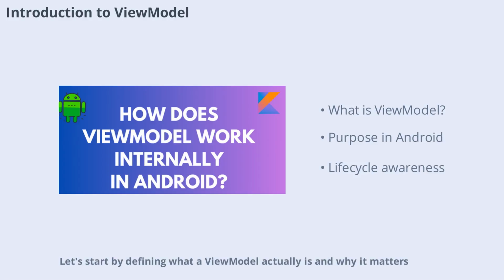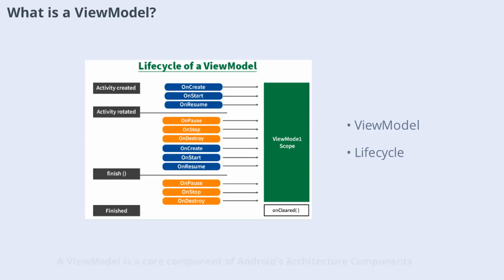Let's start by defining what a ViewModel actually is and why it matters. ViewModel is a core component of Android's architecture components. Its main job is to store and manage UI-related data in a way that's aware of the lifecycle of your activity or fragment. This means your data survives events like screen rotations, which would otherwise destroy and recreate your UI components. The ViewModel acts as a bridge between your UI and your app's data, ensuring that important information isn't lost during configuration changes. This makes it a crucial tool for building robust, user-friendly Android apps.